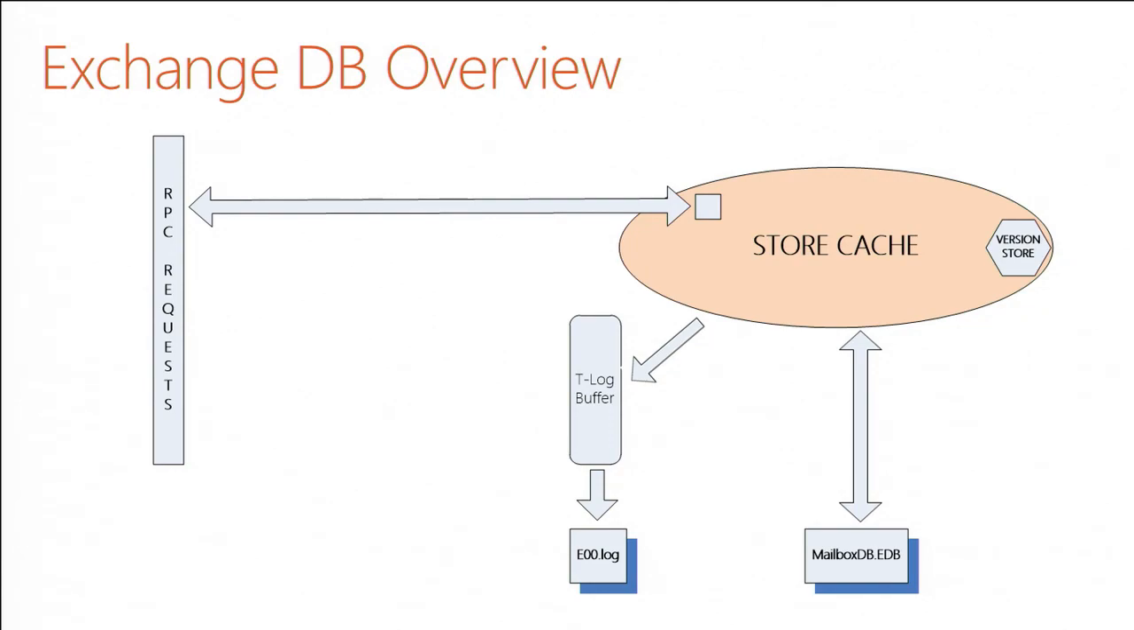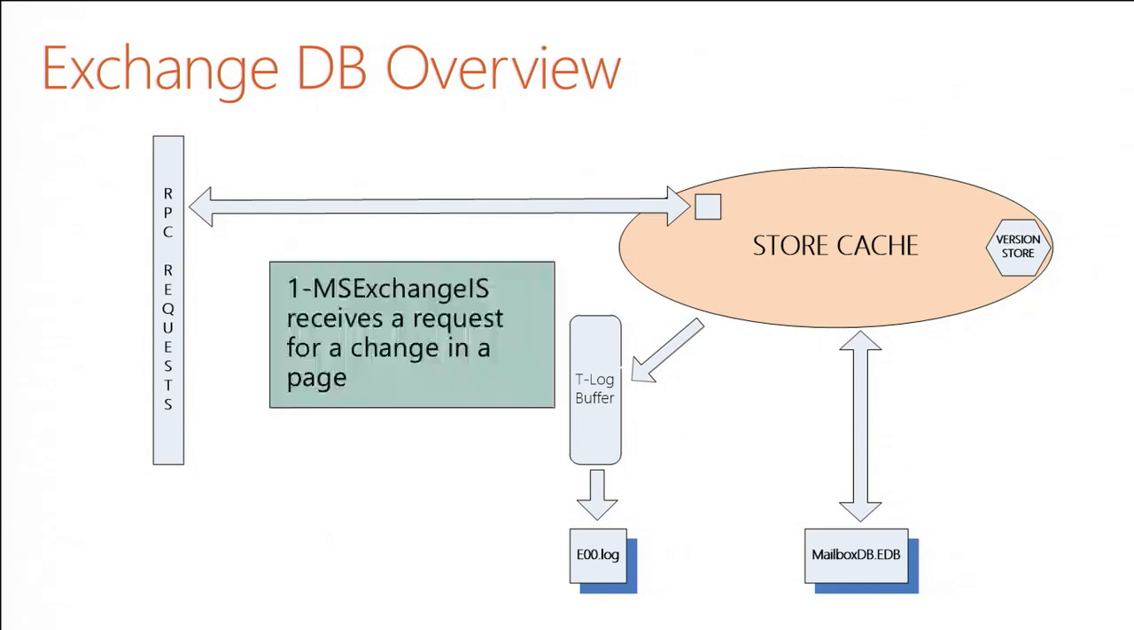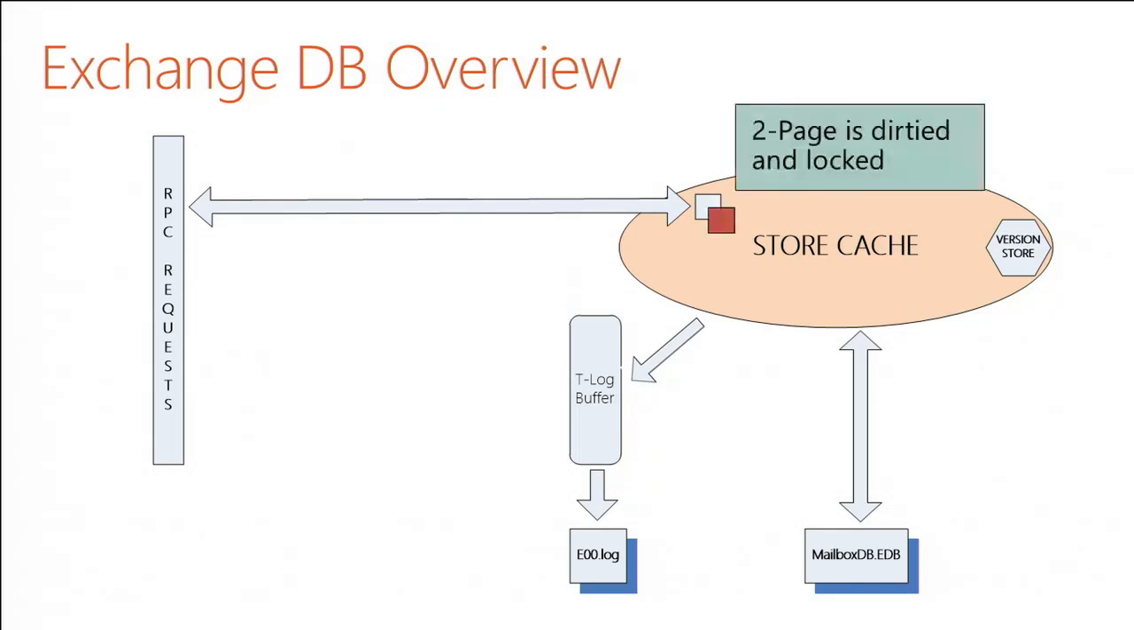So ESE is basically going to be how fast can you move pages in and out. That's basically what we need to know. Why? Because every time a client, an Outlook client, OWA client, any type of client, wants to get a page out of Exchange, I will go to the store cache. And once I touch that page, it is dirtied. I make a copy of that page, and that page is locked.